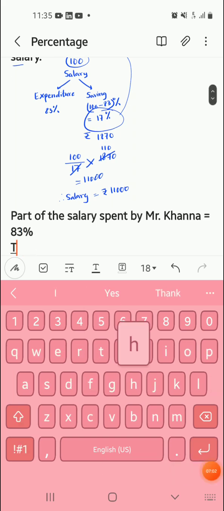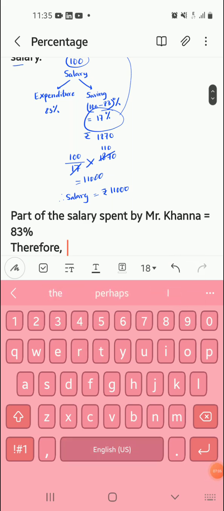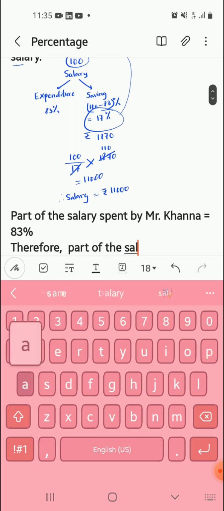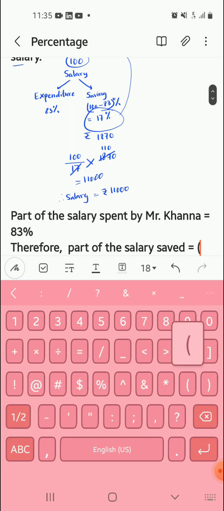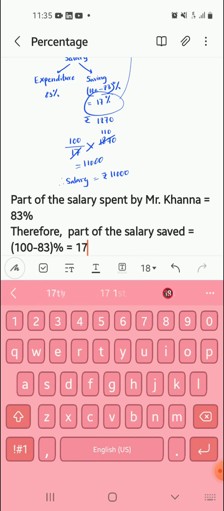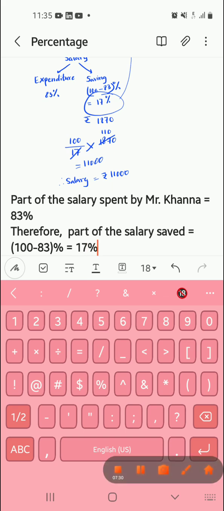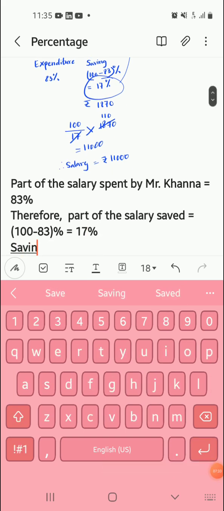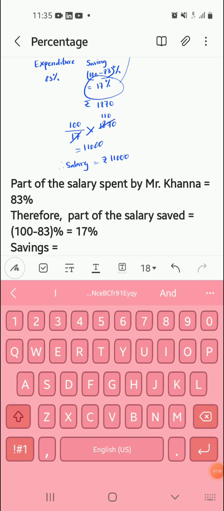Then, therefore, the part of this salary saved will be equal to 100, that is the total, minus 83, that is what he has spent, which comes to 17%. Now we know savings is equal to rupees 1870.